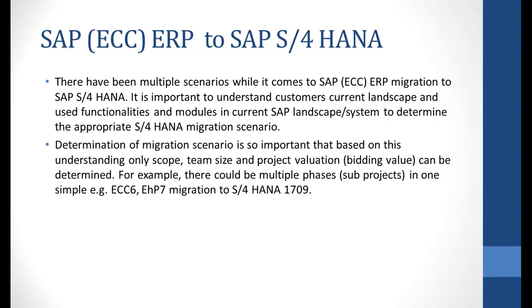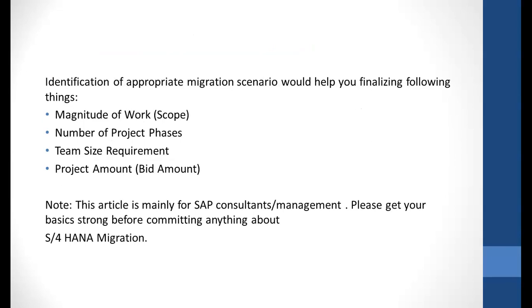For example, there could be multiple phases, sub-projects, in one simple example like moving from ECC 6.0 EHP 7 migration to S4 HANA 1709. So I am taking an example here of ECC 6.0 EHP 7 migration to S4 HANA 1709. Now, the identification of the appropriate migration scenario would help us finalize the magnitude of work, the scope of work, the number of project phases that need to be done, the team size requirement, and the project amount, the bid amount.